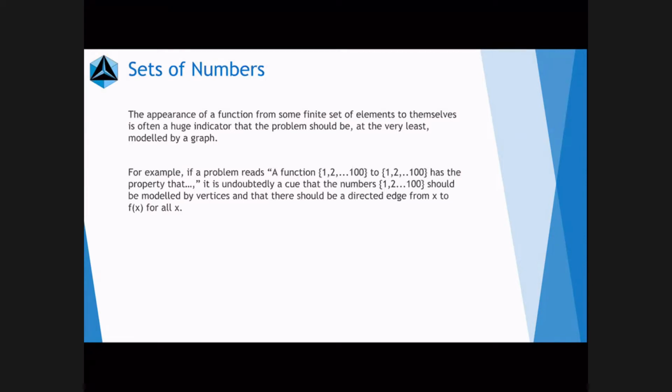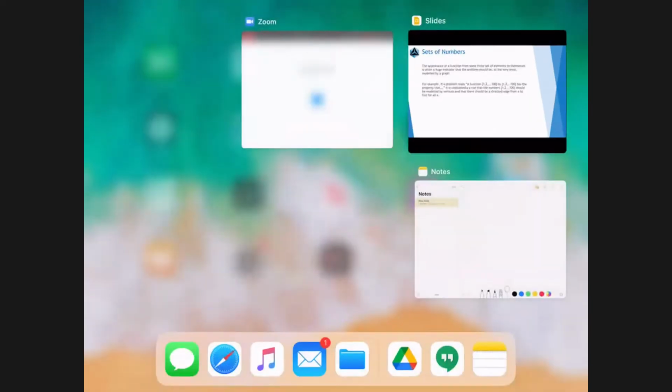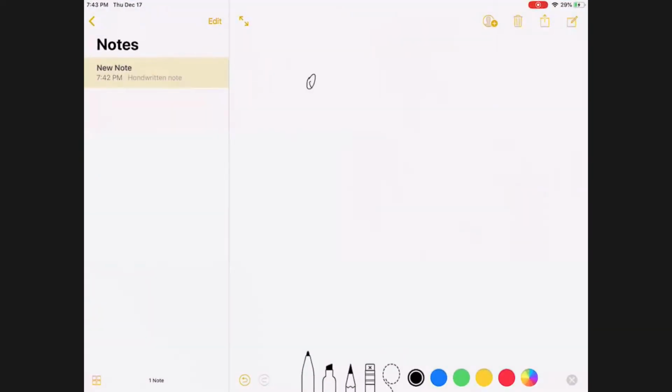Here's just an example of a statement that occurs very often. If you have a function from a set to another set where both sets are discrete, then this is not an algebra problem. This is a computational graph theory problem. And what you really want to do in this case is just draw a bunch of vertices that are labeled 1, 2, 3, 4, and then you want to draw a directed arrow from X to Y to signify that f of X equals Y.